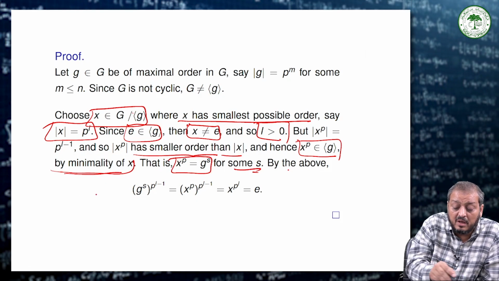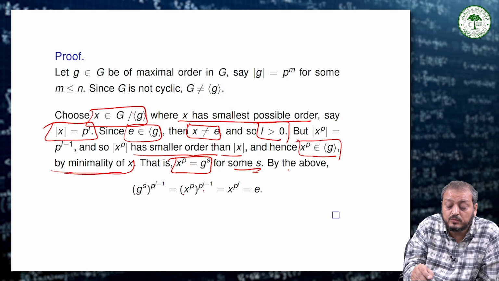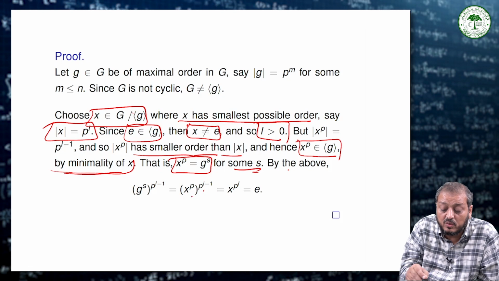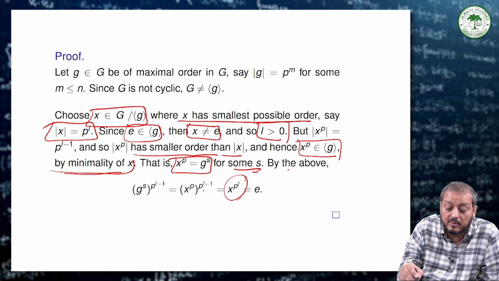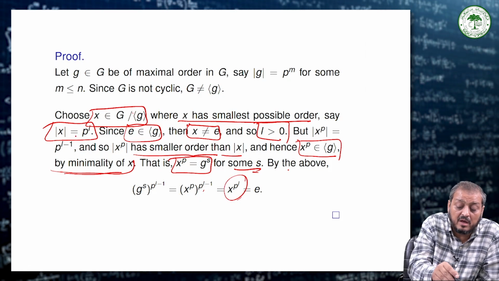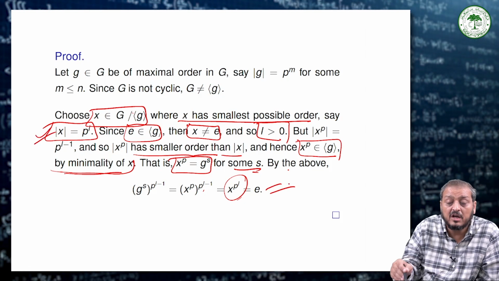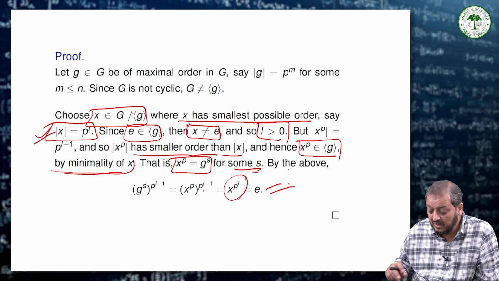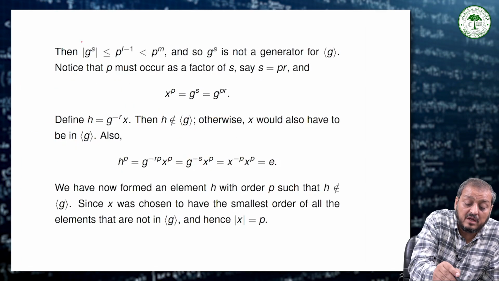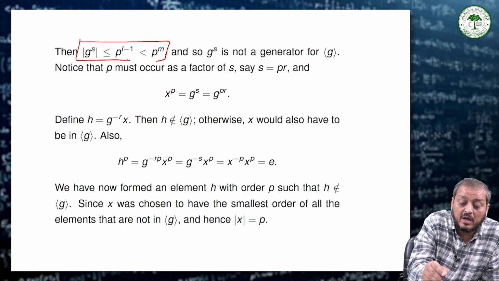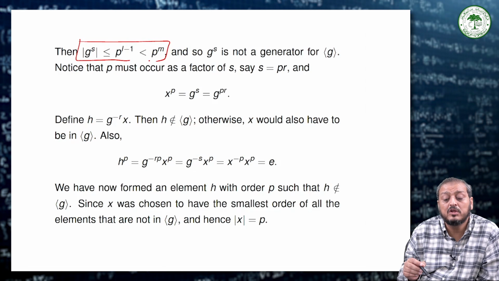Then taking this to the power p to the power L minus 1, X to the power p to the power L minus 1 is nothing but X to the power p to the power L, which is equal to the identity element. We then have that the order of g to the power s is p to the power L minus 1, which is strictly less than p to the power m.